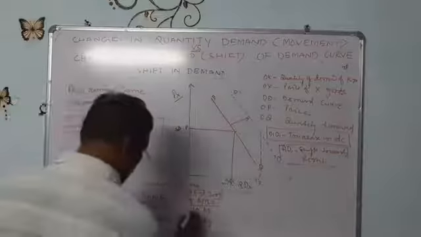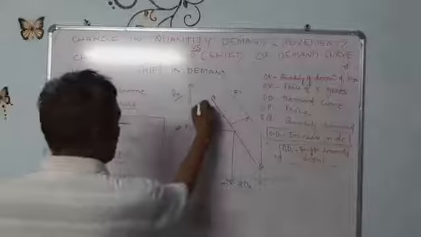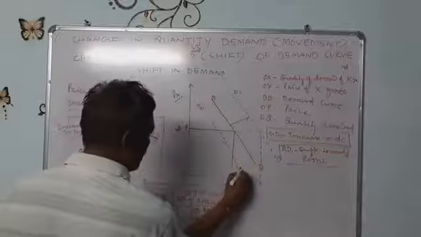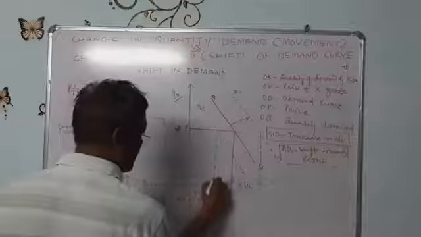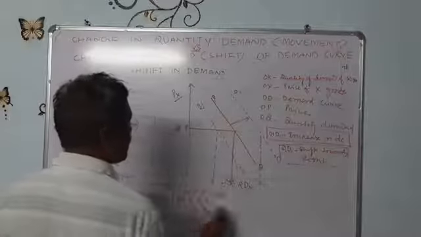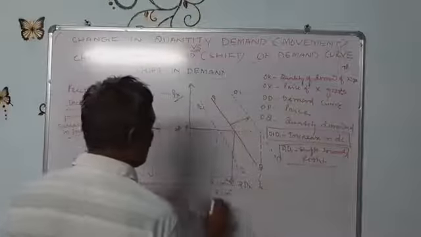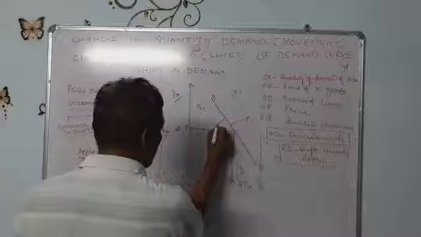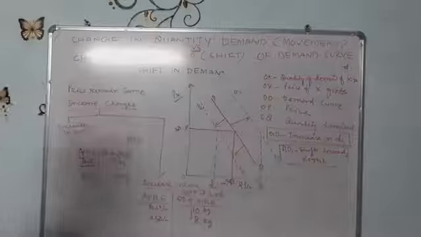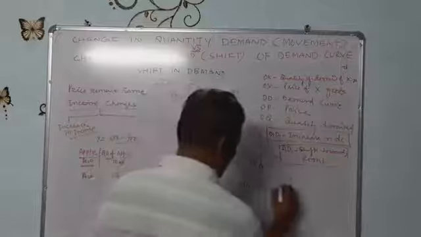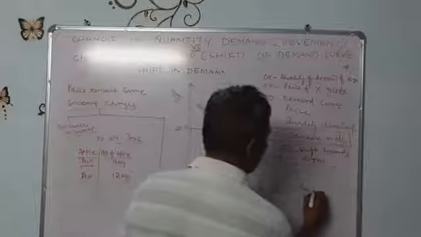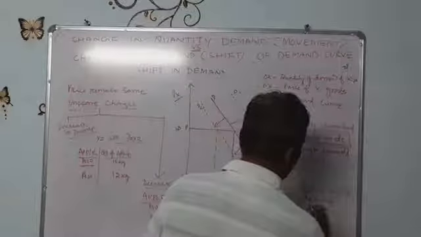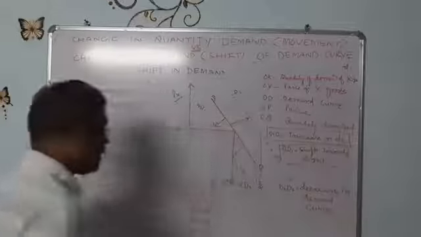This reduction of quantity demanded means that the demand will decrease. D2 is the decrease in demand. At the same price, the quantity demanded is 8. This may be Q1, this may be Q2, so D2 shifts towards the left. That is why D2 is known as the decrease in demand curve.